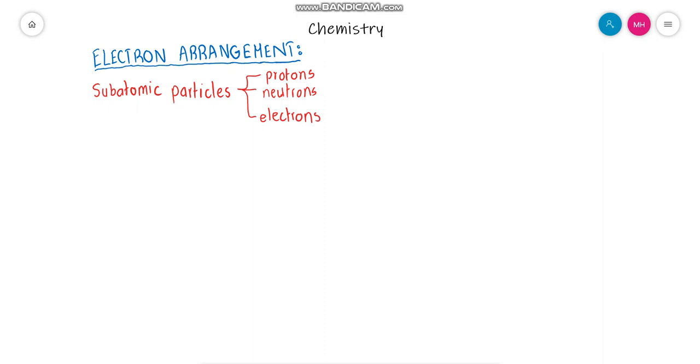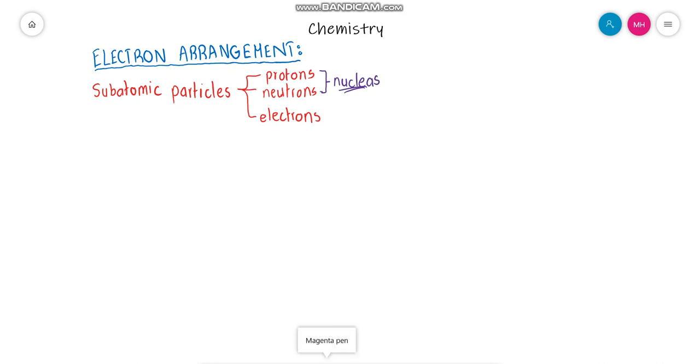Now, the reason why electron arrangement in atoms is a topic which needs to be understood is because the other two subatomic particles, protons and neutrons, are always situated in the center of an atom, which is known as the nucleus, while electrons surround the nucleus.